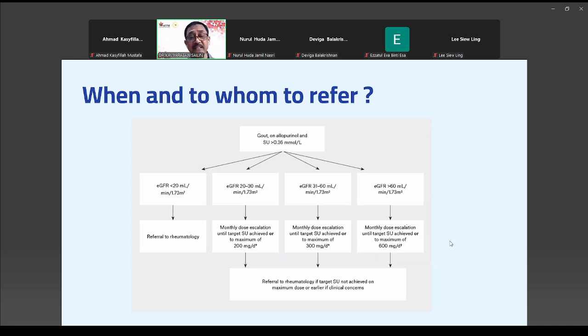Okay. If the serum uric acid target is not achieved, then again you have to refer the patient to the rheumatologist. Or if the patient has comorbidities like heart failure or renal impairment and you are not so sure of the management, then you refer the patient. If the patient has CKD, refer to both the rheumatologist as well as the nephrologist.